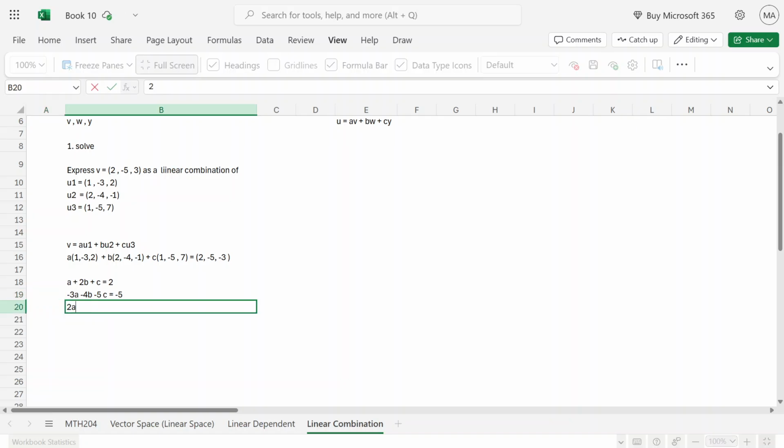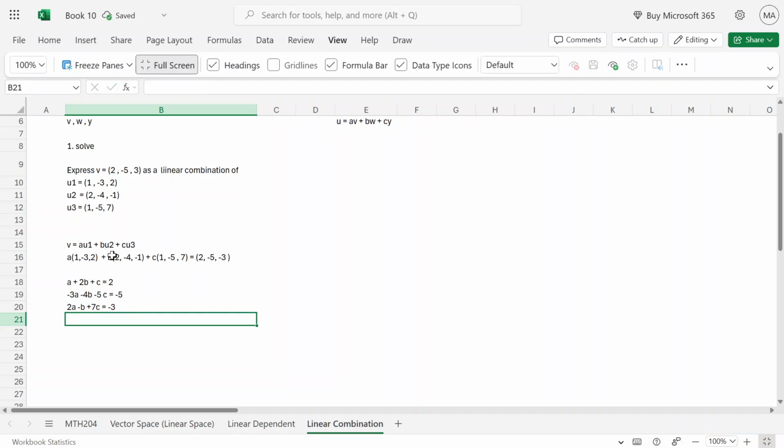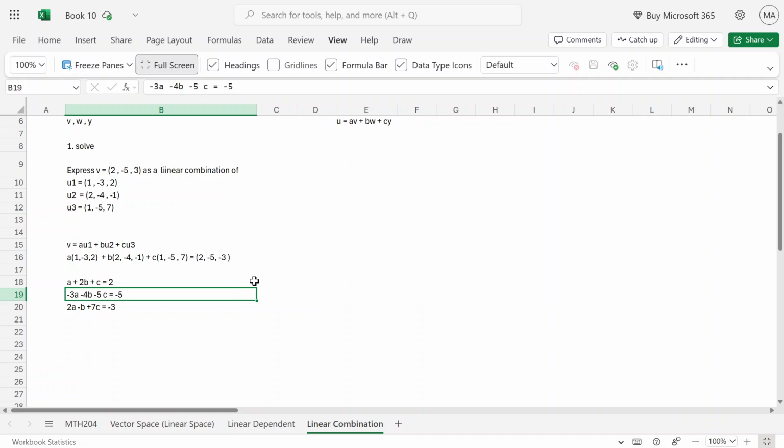Then the third one: 2a minus b plus 7c equals minus 3. So let's confirm it. a plus 2b plus c equals 2, minus 3a minus 4b minus 5c equals minus 5, 2a minus b plus 7c equals minus 3. Now the system is complete.